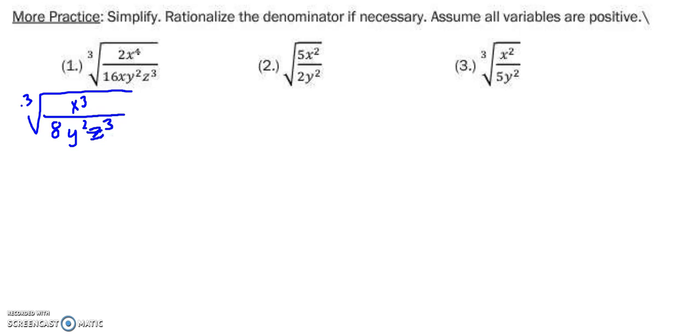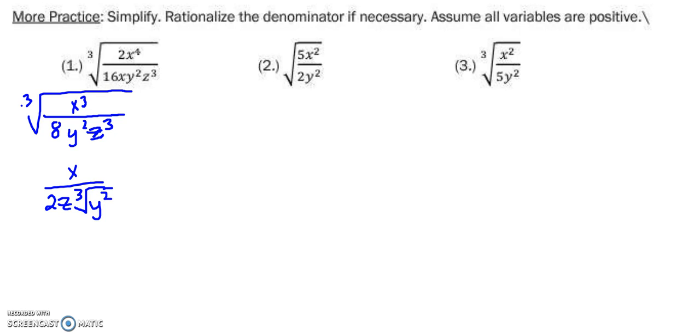All right. Now, since this is a third root, any factor that appears 3 times can be brought out of the radical. So since I have an x to the third in the numerator, that'll leave me with an x in the numerator and no radical. Since I have an 8 in the denominator, that's 2 times 2 times 2, so I can bring a 2 out of the radical. I only have a y squared, so I only have 2 y's as factors, so I can't bring a y out of the radical. And then z to the third, I have 3 z's, so I can bring a z out of the radical. And I still have a y squared inside that radical in the denominator.